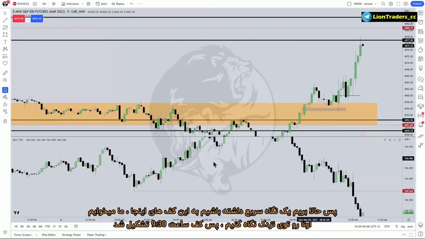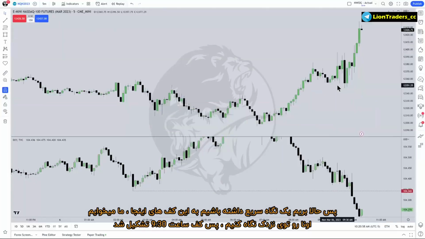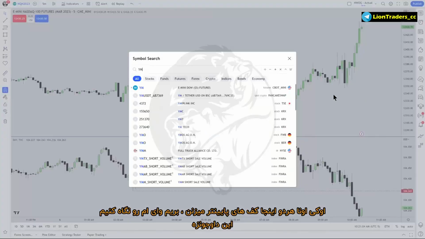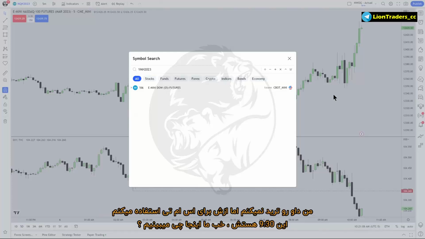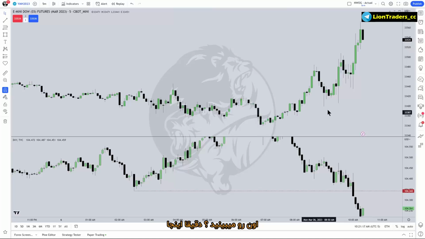So now let's take a quick look at these lows here. We're going to look at that in the NASDAQ. So the low formed at 930. Okay, we ended up making a lower low here. Let's look at the YM. This is the Dow. I don't trade the Dow, but I use it for SMT. So here's 930. So what do we see there? See that low? This low right here.